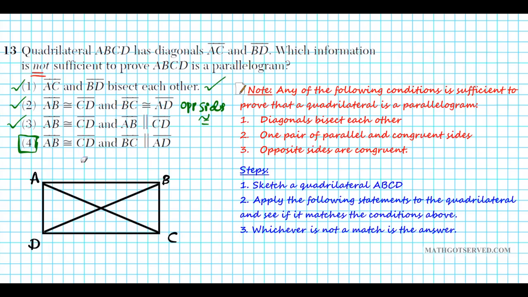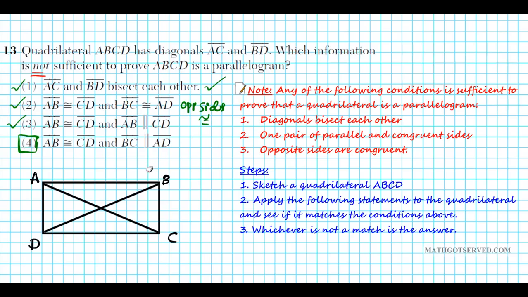Well, let's just read it though, see what it says. AB is congruent to CD, so one pair of opposite sides. BC is parallel to AD. One pair of opposite sides congruent and one pair of parallel sides. It doesn't say that the opposite sides are parallel. It says the other side is parallel. Now that is not a parallelogram.